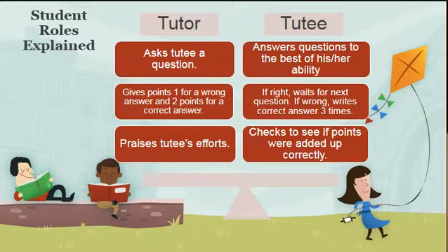The tutee's role. When the teacher says go, the tutee looks at the tutor and answers the question to the best of their ability. If the tutee answers the question correctly, then they wait patiently for the tutor to ask the next question or show the next card. If the tutee answers the question incorrectly, then they must say or write the correct answer 3 times.